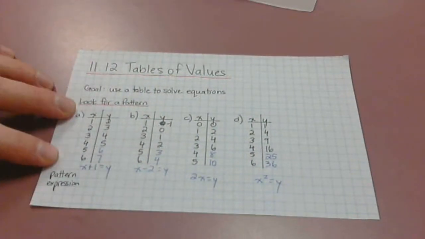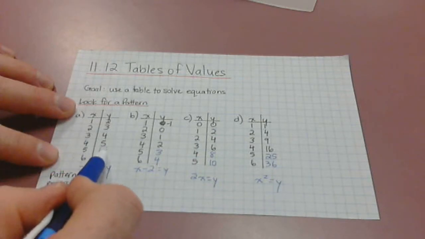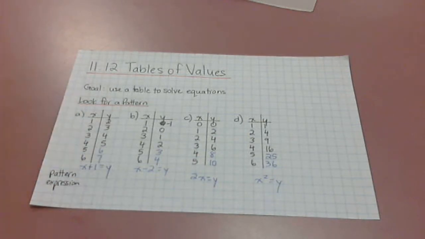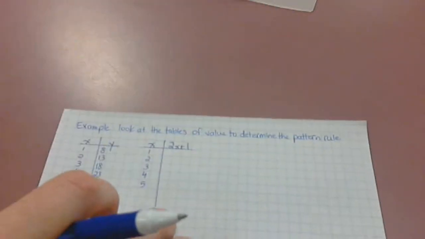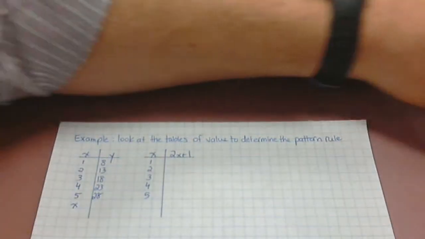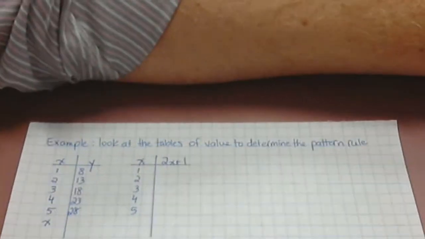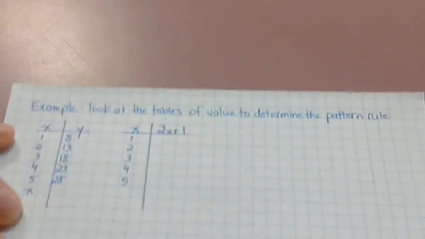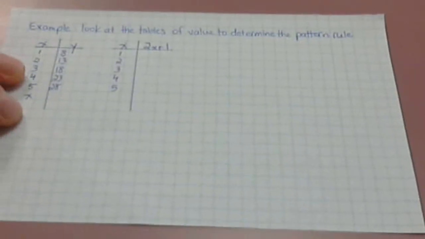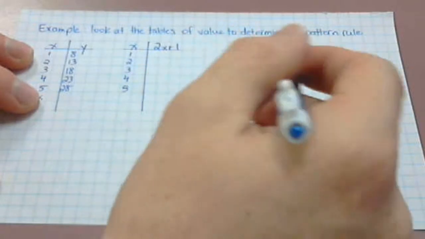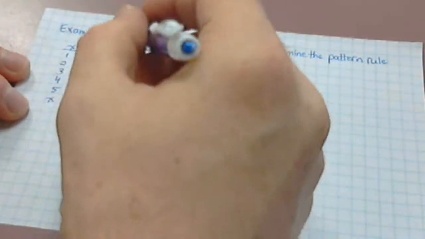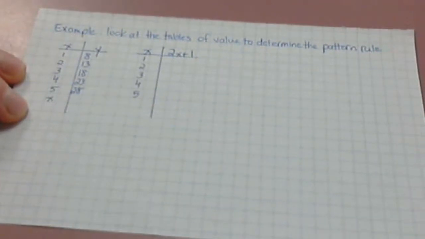And so that's a way to look from the left column to the right column to figure out what it's going to be. There's another way to do that as well. Actually, a couple different things to do. I'm just going to try and zoom in for a sec to make it a little easier to read. Okay. And so with this one, we're going to look at tables of values to determine the pattern rule.